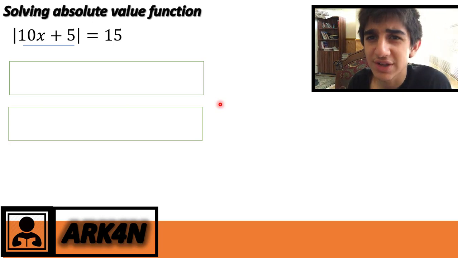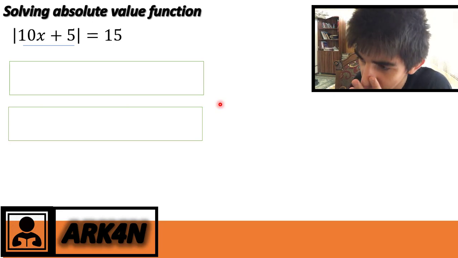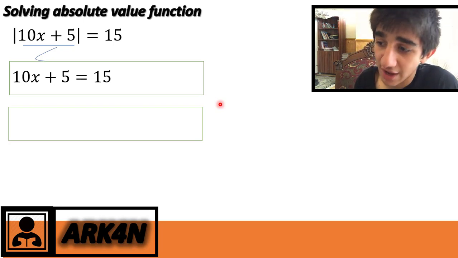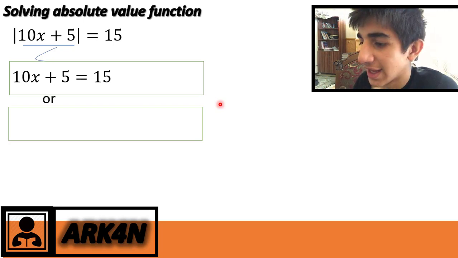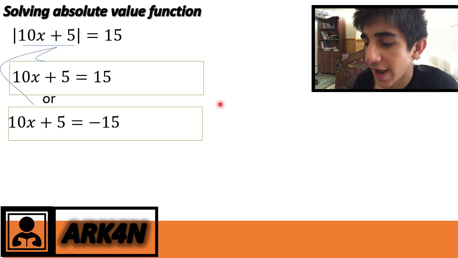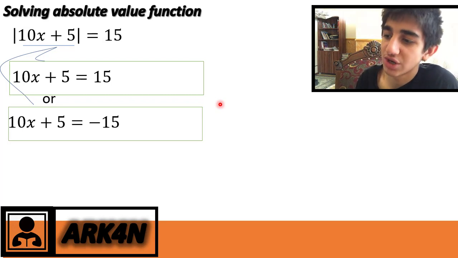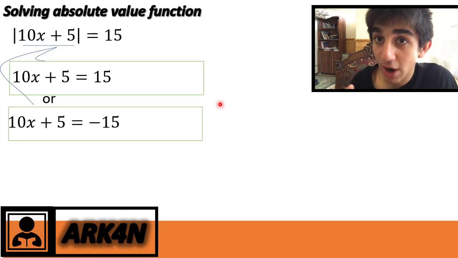In this kind of absolute value equation, we remove the absolute value in such a way that we say 10x plus 5 equals 15, or 10x plus 5 equals negative 15. Now, why can we do this? We cannot just play with these things. I'm going to explain why we can do this.